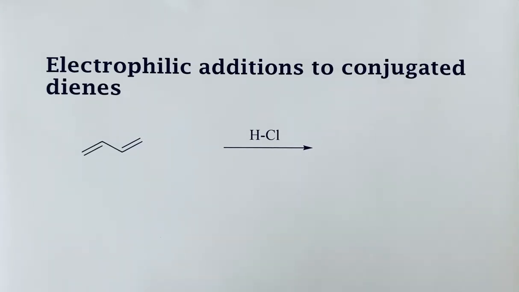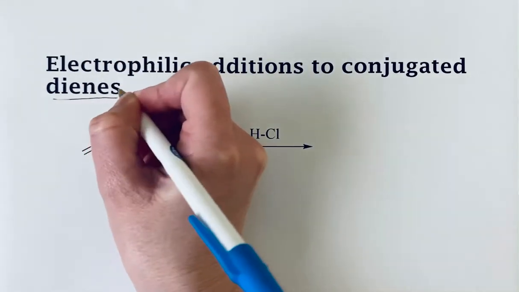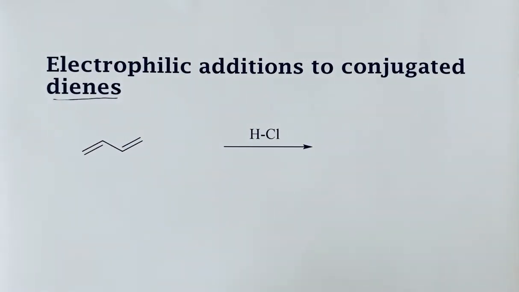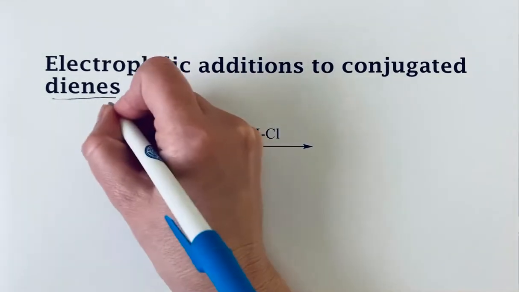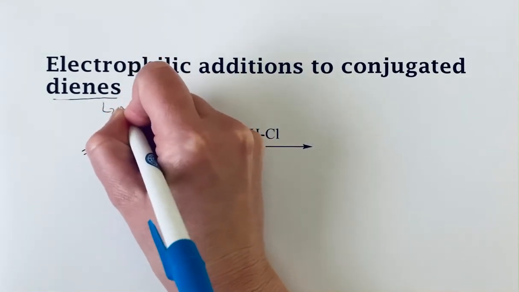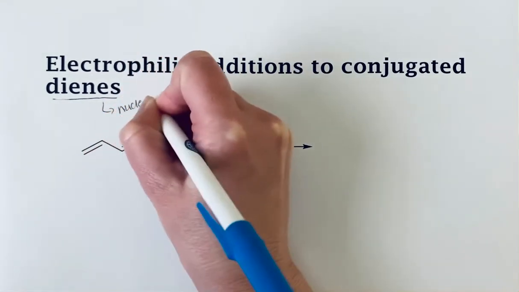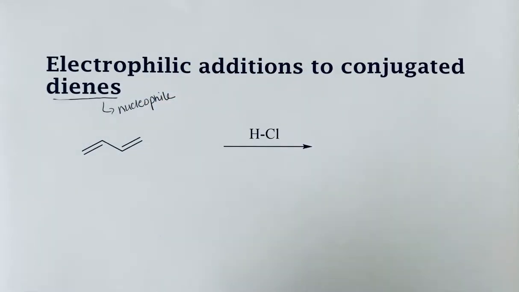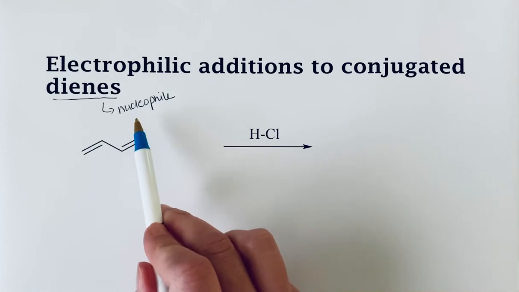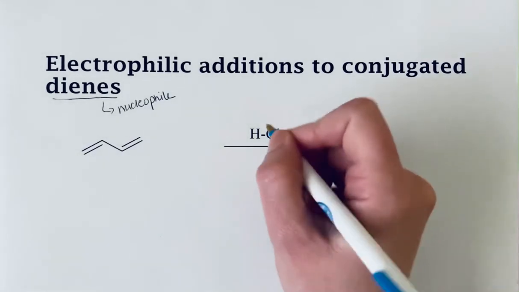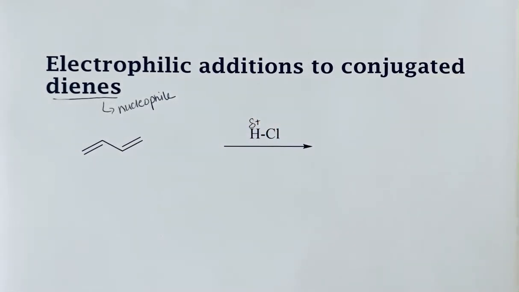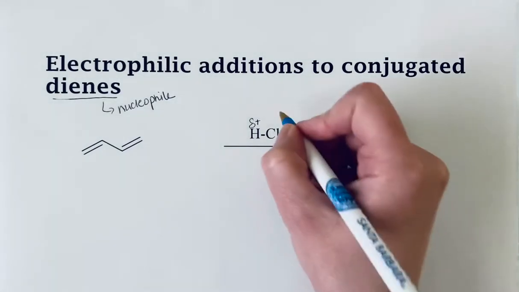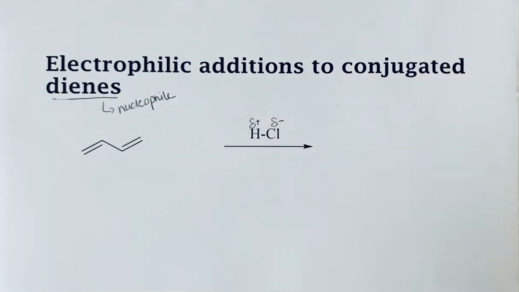Electrophilic additions to conjugated dienes. So dienes, like other pi systems like alkenes and alkynes, are nucleophiles. And as a nucleophile, it's going to react with an electrophile like HCl. So if we're looking at the hydrochloric acid, the hydrogen is partially positive and the chlorine is partially negative.